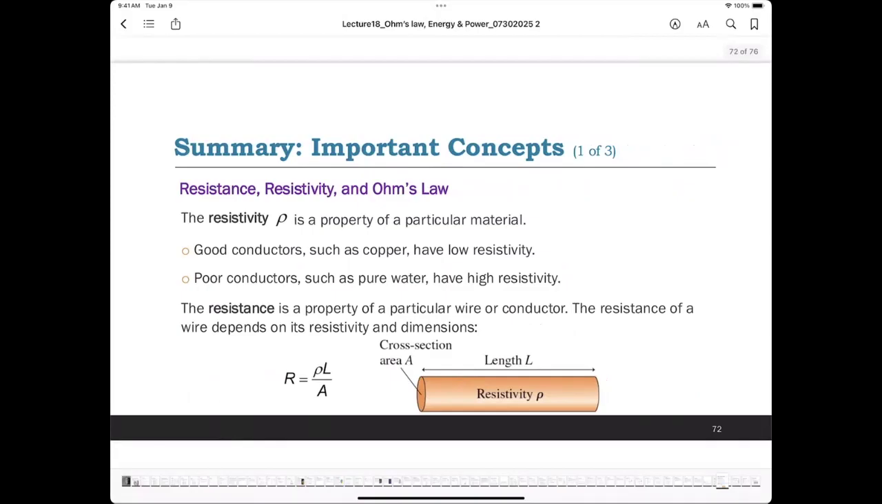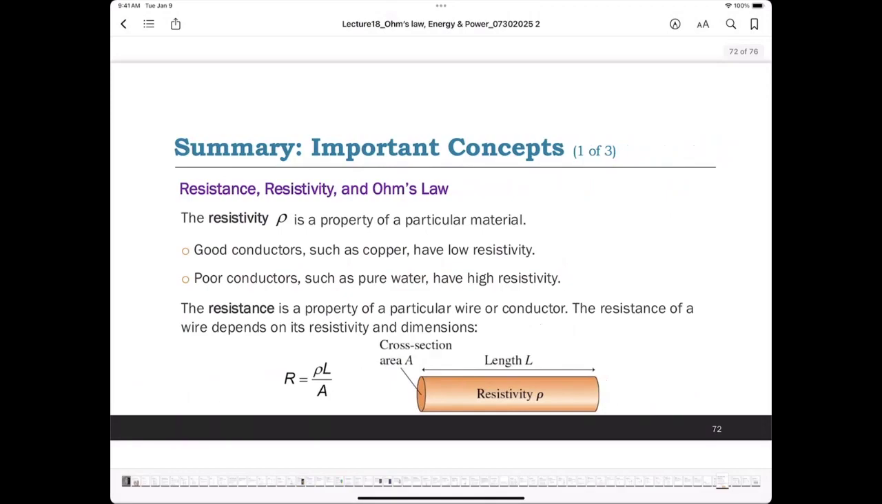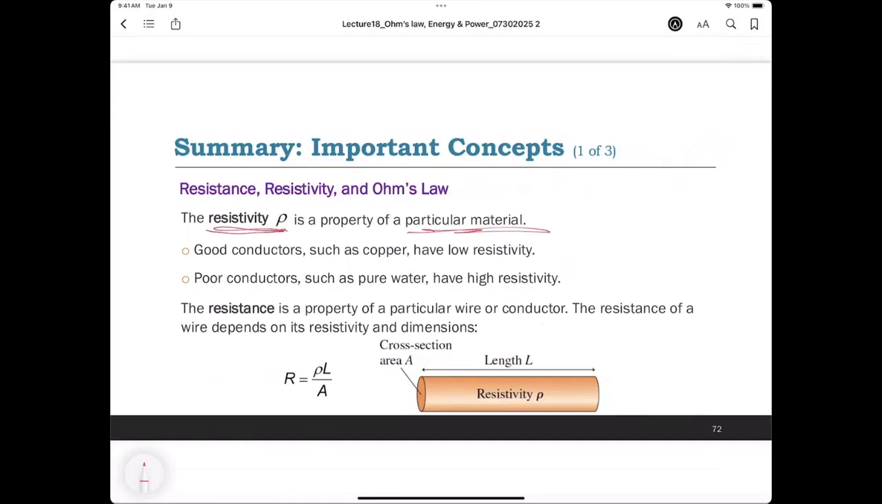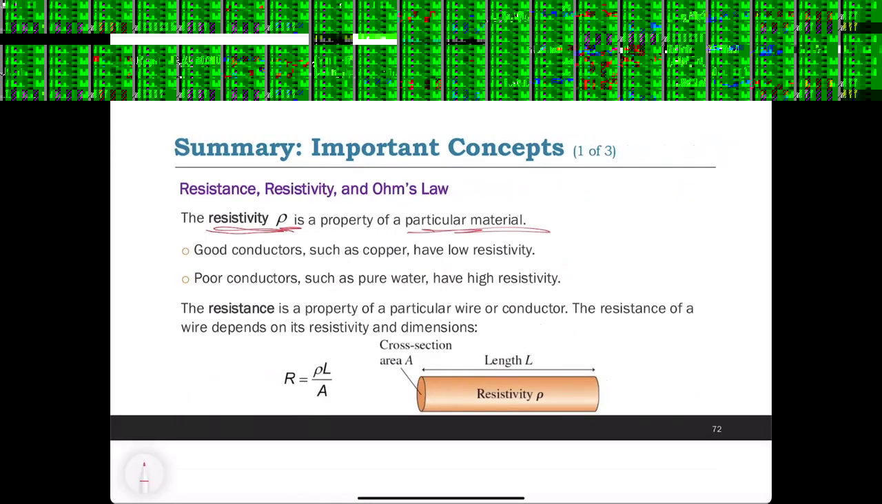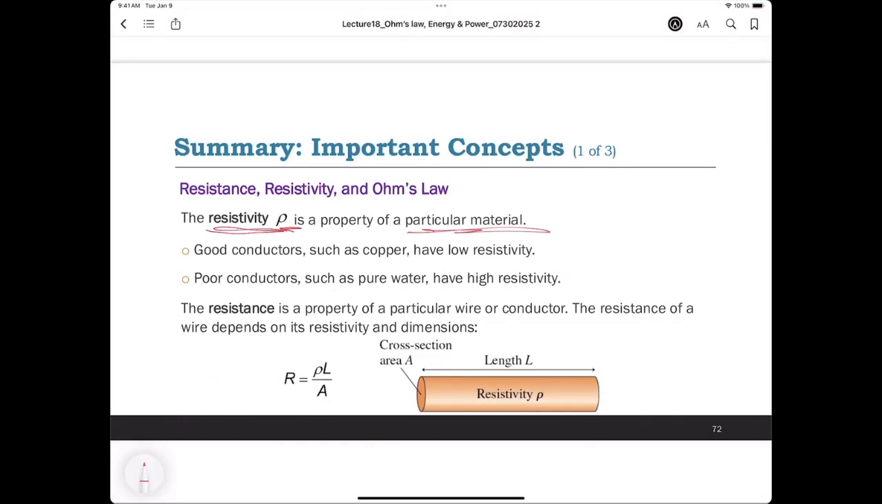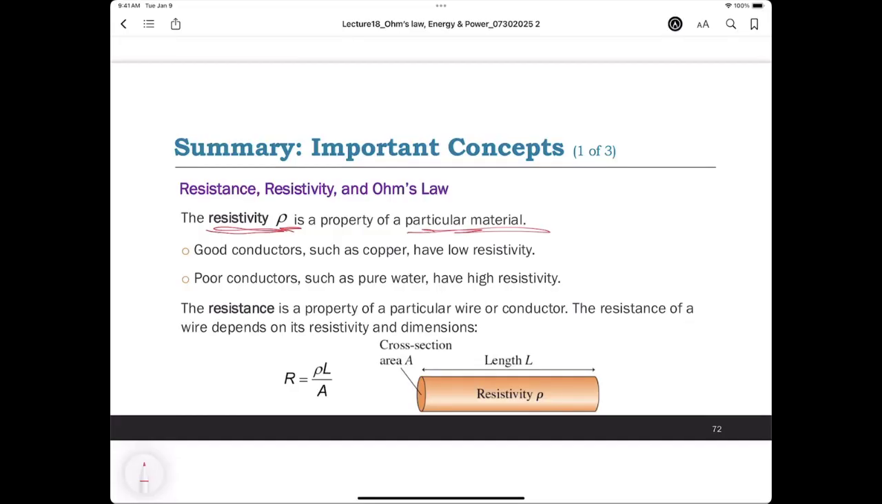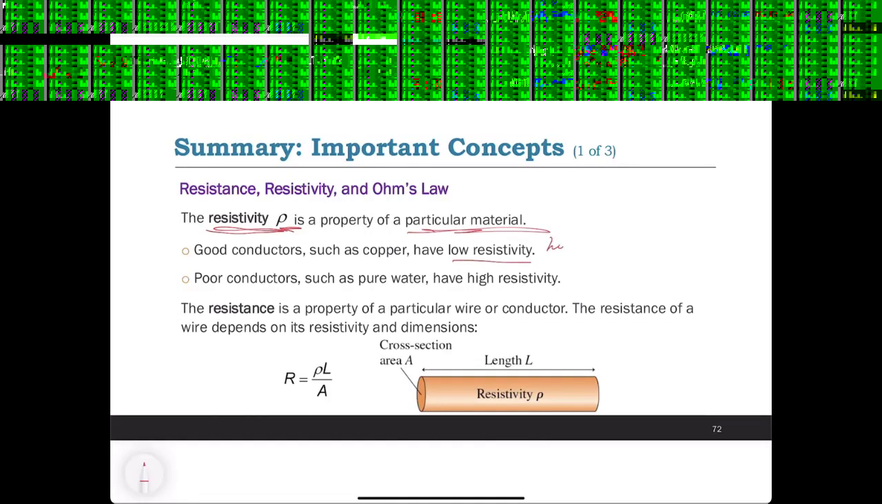And then we talk about the resistivity and Ohm's law. The resistivity is a property of a particular material. For a specific material, the resistivity is a constant, but different materials have different resistivity. Good conductors such as copper have low resistivity, which means a low resistance. Poor conductors such as pure water have high resistivity.